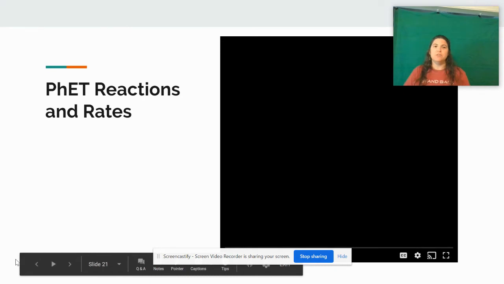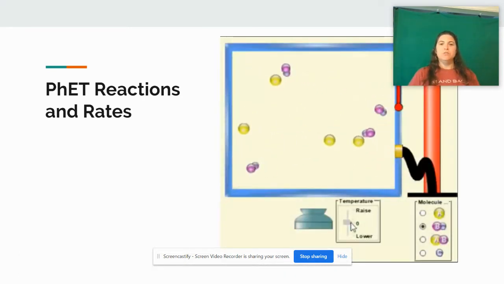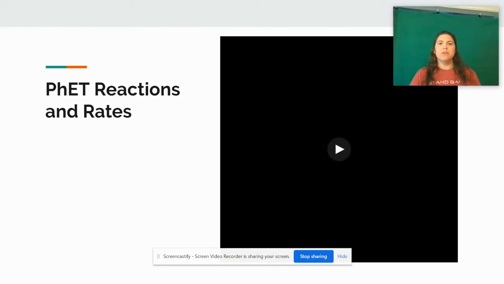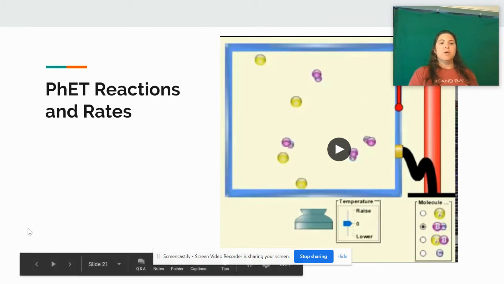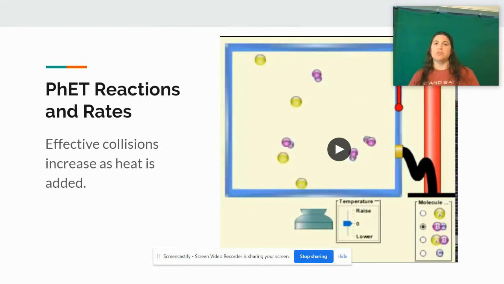Okay, so let's take a look and see what we have here. We have a few particles. I'm going to raise the temperature. And once I raise the temperature, I'm able to get a reaction to happen. So at low temperatures, there are fewer effective collisions, and at higher temperatures, there are more effective collisions, which means a faster rate.